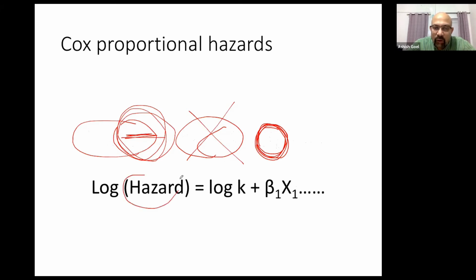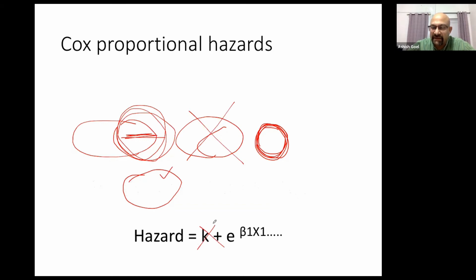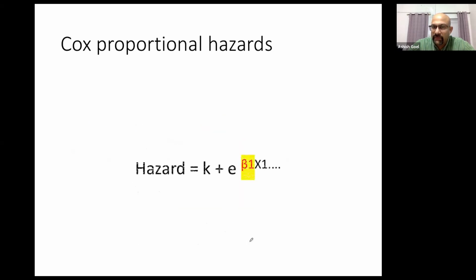Obviously, if you have the log of the hazard, you would want to take the anti-log to find the exact hazard ratio that you are interested in. The anti-log is also called the exponentiation. So when you look at hazard, it becomes hazard equals k times exponential of beta 1 x1. Again, this k is something which we are not interested in. And like I said, this beta 1 is all that we are interested to find out. That is nothing but your Cox proportional hazards.